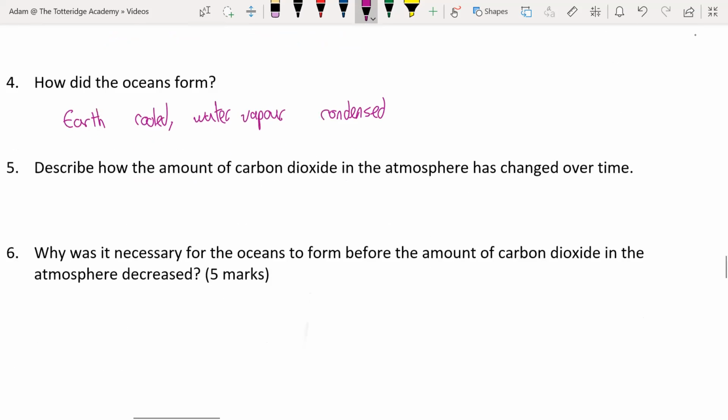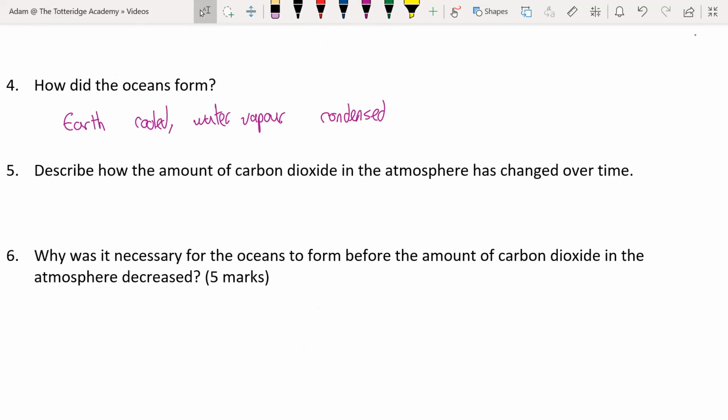Nice and straightforward. Describe how the amount of carbon dioxide in the atmosphere has changed over time. Now, it's really important. We'll do more of these as time goes on. But this question says just describe how. You don't need to explain anything.